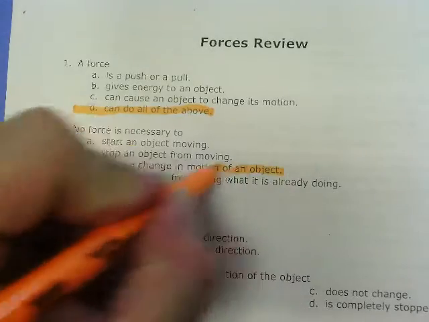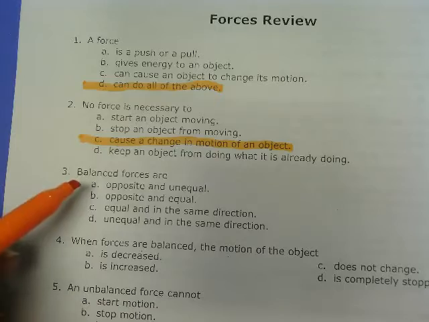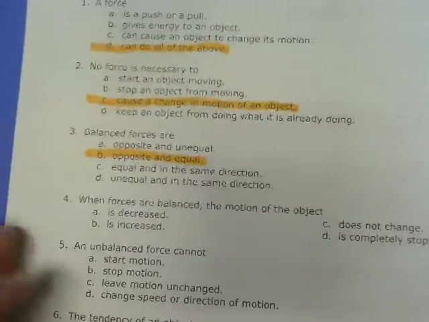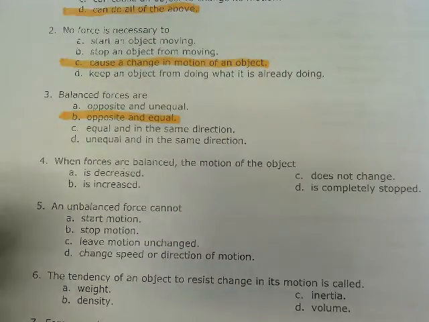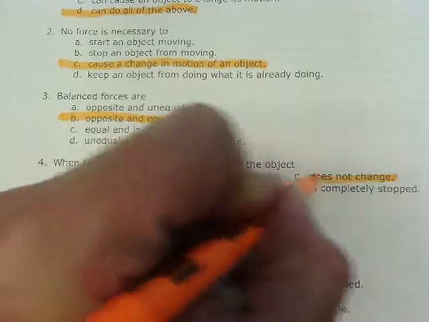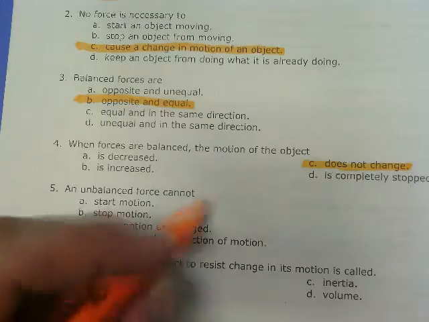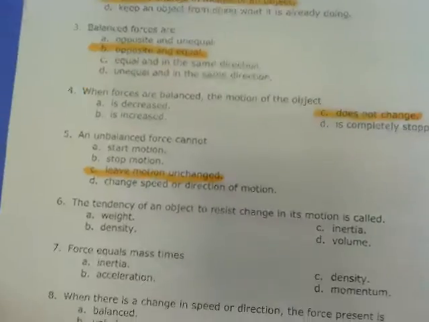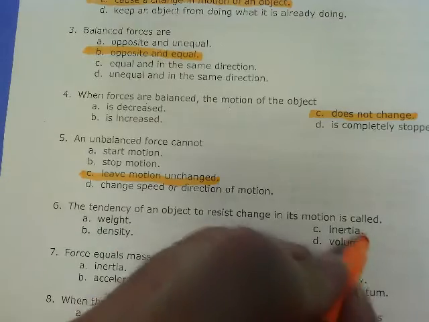All right, no force is necessary to cause a change in the motion of an object. Balanced forces are usually opposite and equal, B. When forces are balanced, the motion of the object does not change. An unbalanced force cannot leave motion unchanged because unbalanced forces cause motion to change. All right, the tendency of an object to resist change in its motion is called inertia.